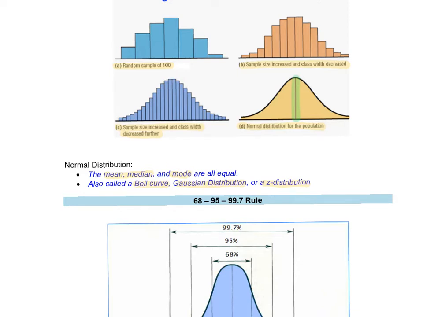If your instructor were to curve a class by the traditional curve method, then they would go with a normal distribution.